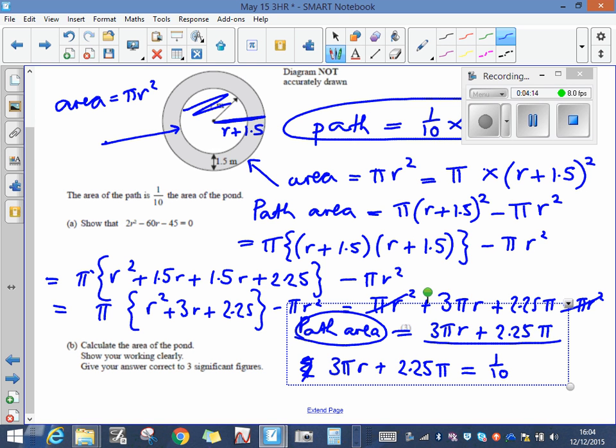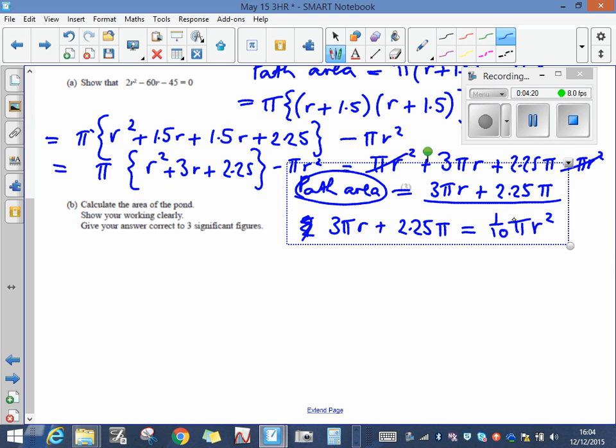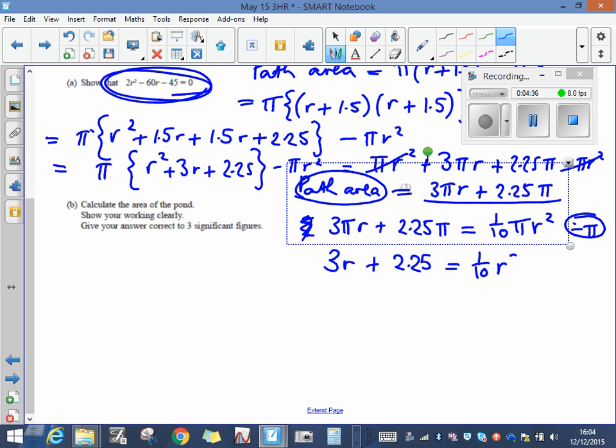Now this is the pond in the middle here. Area of the pond is pi r squared. Okay, so this is my equation that I'm going to make into somehow this equation up here. Well, for a start, I can see that pi is in everything, so I'm going to just divide by pi. So I've got 3r plus 2.25 is equal to 1/10 r squared.